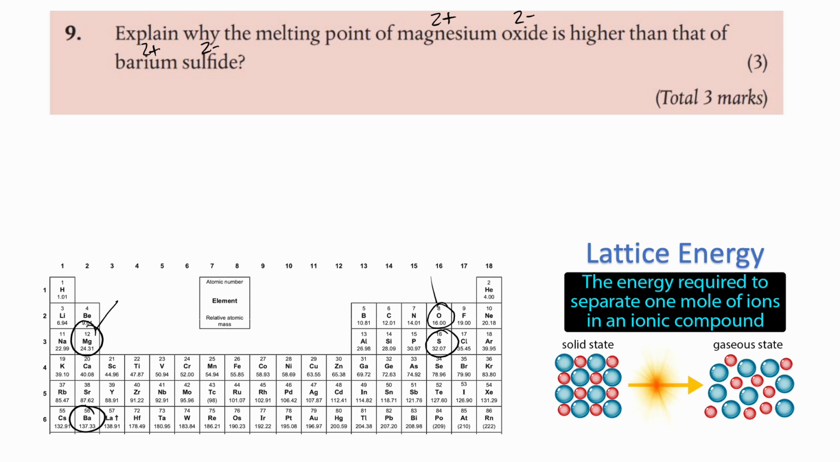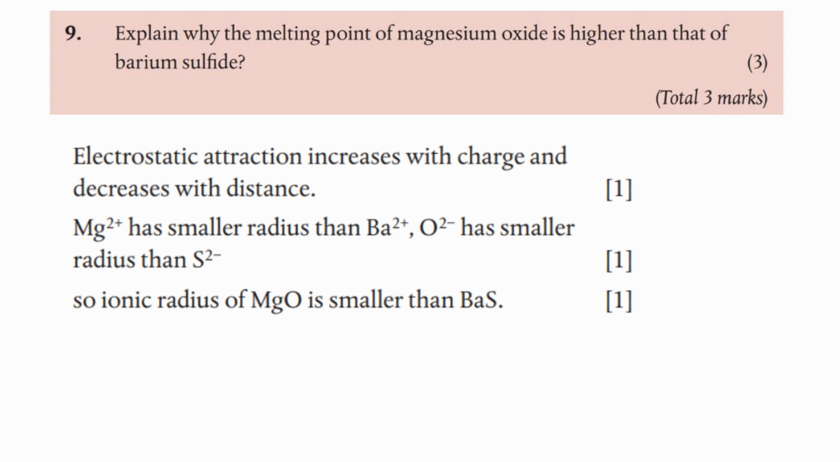So let's go ahead and look at what IB had for this mark scheme. This question was worth 3 marks. The first mark is that you had to essentially state Coulomb's law. So there is an electrostatic attraction that increases with charge and decreases with distance. To get the second mark, you had to say that magnesium ion had a smaller radius than the barium ion, and the oxygen anion had a smaller radius than the sulfur anion. And then the last mark was that the ionic radius of magnesium oxide is smaller than barium sulfide.